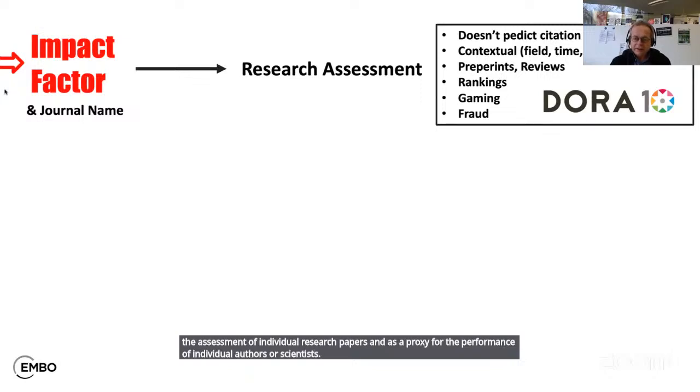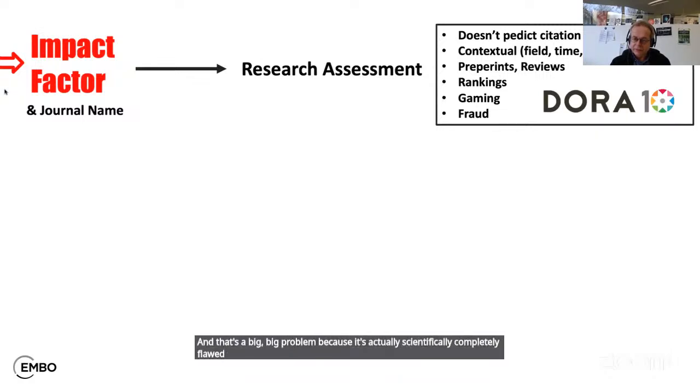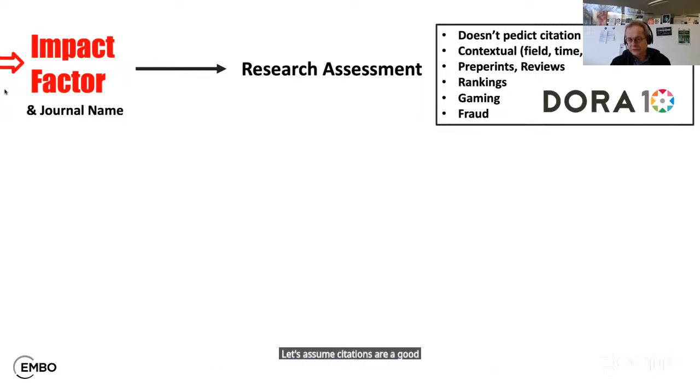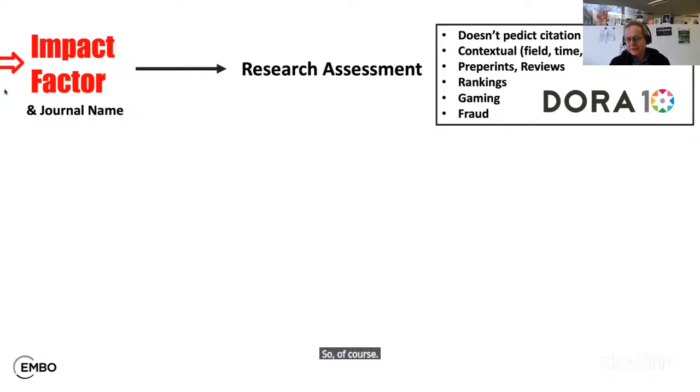And that's a big problem, because it's actually scientifically completely flawed. An impact factor of a journal does not predict accurately the citation of a specific paper or specific scientist. Let's assume citations are a good measure, which is questionable anyway, but if they were, it's still a misuse to use the journal impact factor. So, of course, it's an indication, but it's not a 3 decimal point accurate predictor of performance in any way.